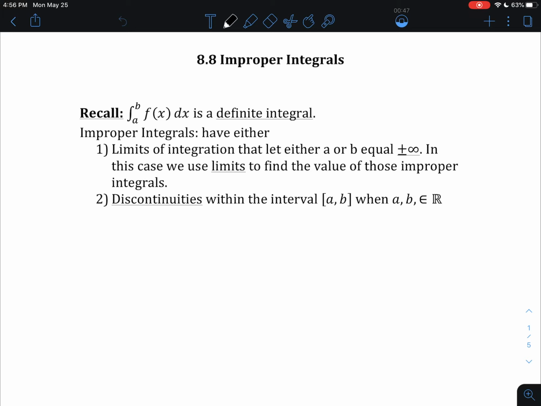Or two, they're discontinuous within the integral ab when ab is this I used as all real numbers. I couldn't find the notation. Sorry. I don't think that's what it means mathematically, but I was looking for that one. So if you want to cross it off, that's fine.